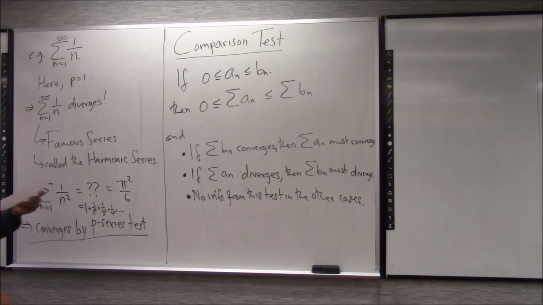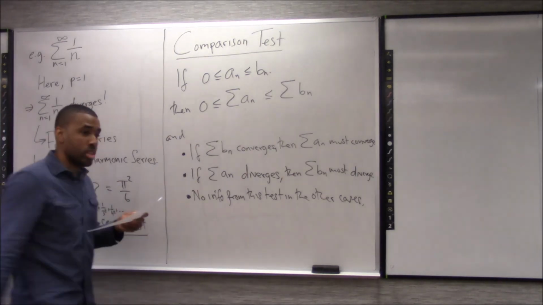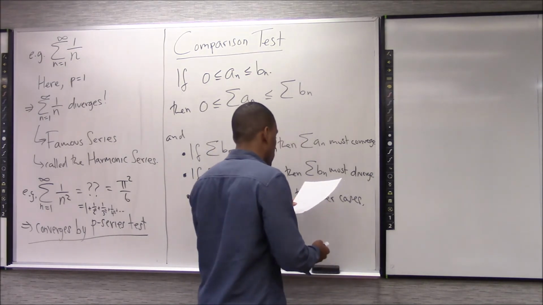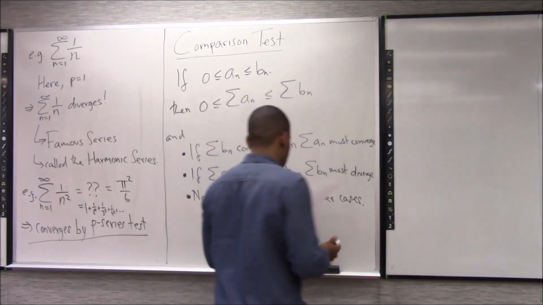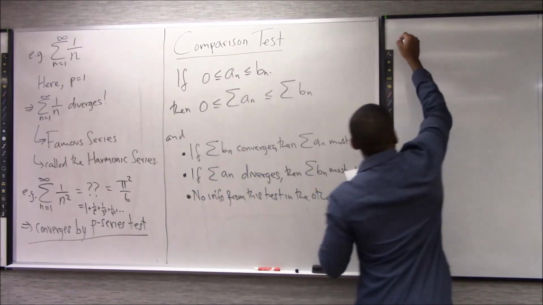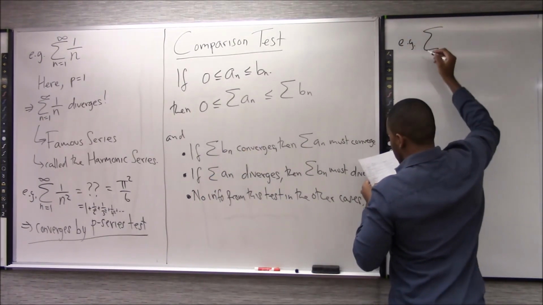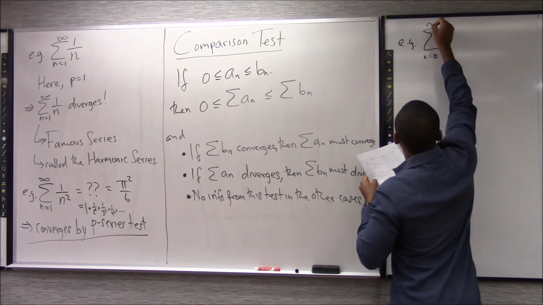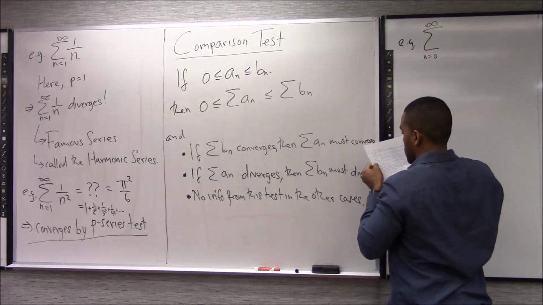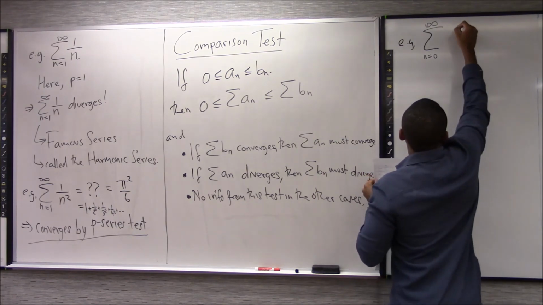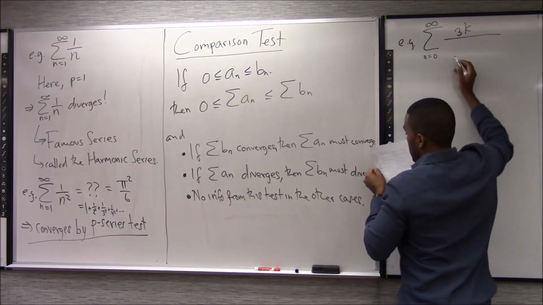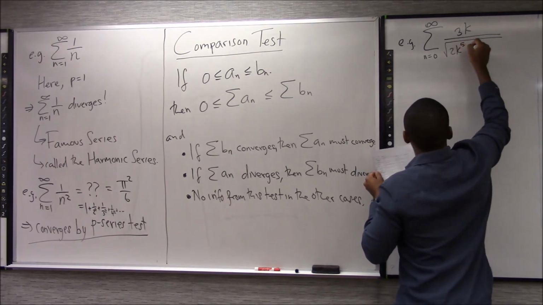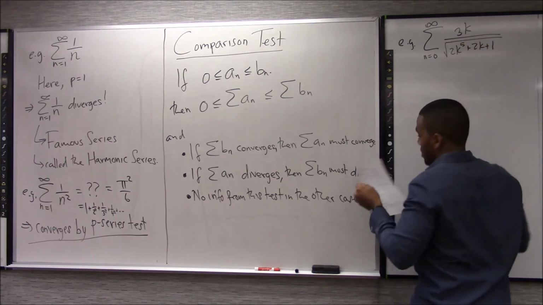The limit comparison test is really nice because we don't actually need to know the inequality relationship, which is not always going to be clear. But let's use the comparison test on this example. Series, n goes from 0 to infinity of 3k divided by the square root of 2k to the 5th plus 2k plus 1.